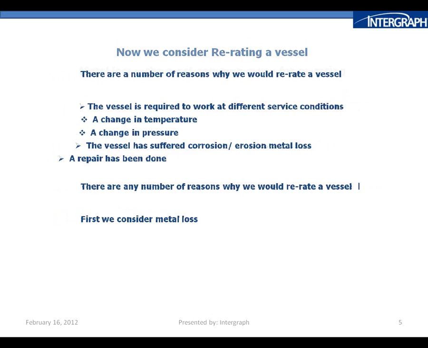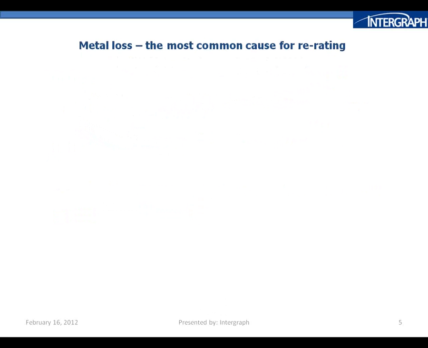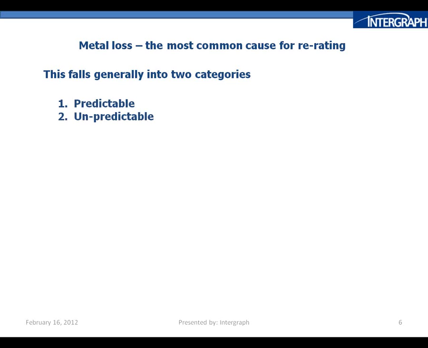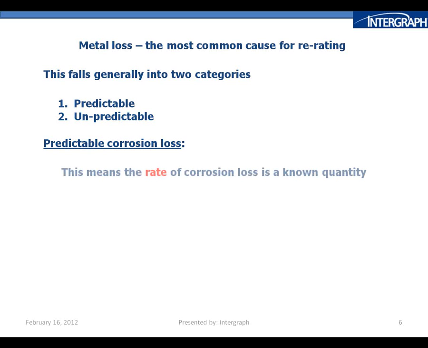First, we consider metal loss. You might not have seen it in this particular way, but metal loss falls into two categories: predictable and unpredictable. Now, what I mean by predictable and unpredictable, how can you predict anything? Well, predictable corrosion loss means that the rate of corrosion is a known quantity.